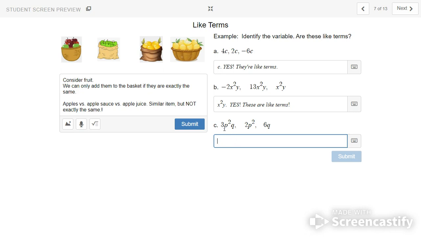The last example, we have 3p squared q, 2p squared, and 6q. We've got three different terms here. And even though they're similar, they're not exactly the same. So p squared q, that's the first type of term we have. P squared, that's another type. And we have q. They're not like terms.